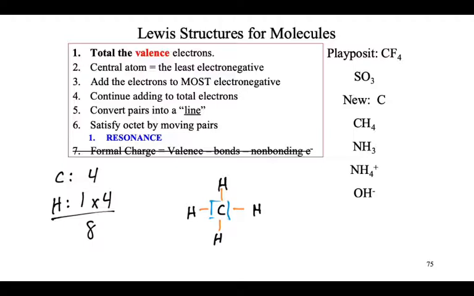Now I will check octets. Do all atoms have 8 electrons around them? No. What do you mean?